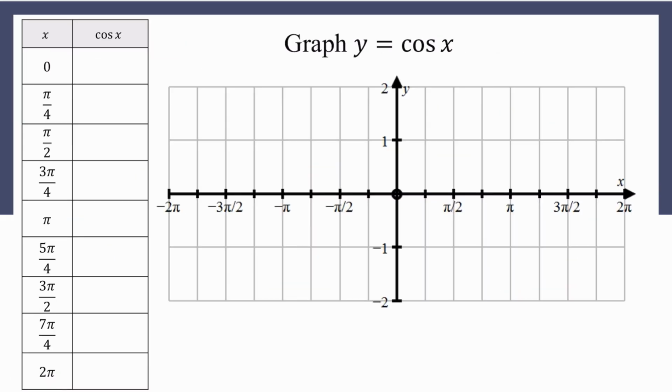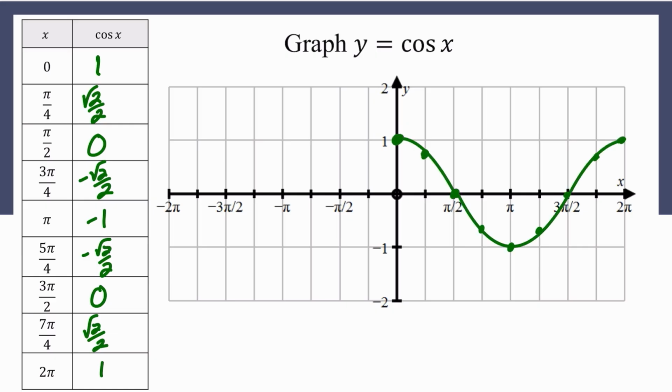Again, looking at the unit circle, look at 0 and pi over 4 and pi over 2 and so on, and write down their cosine values. And there we have them. Now I'm going to plot those points. So at 0, this time we're going up to 1. And then I'll connect the dots, and we get that wave.